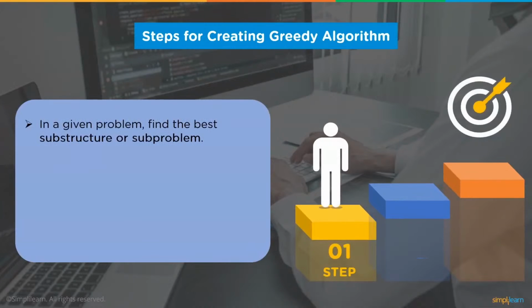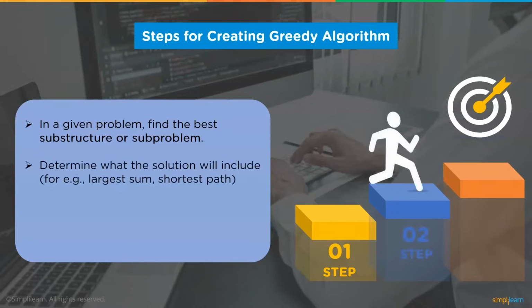Finding the substructure or subproblem that can lead us to the final answer is the first step in building a greedy algorithm, because in this algorithm we are just trying to operate with local optima to reach the global optimum solution. The second step is about determining the type of solution the given problem can result in. That can be either the largest sum or minimum path.